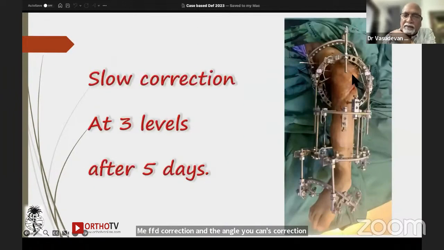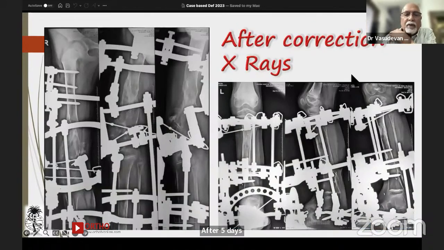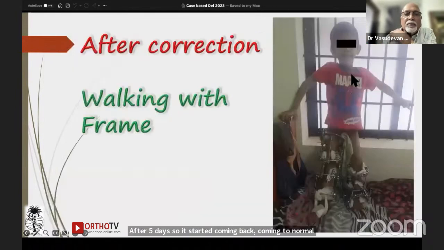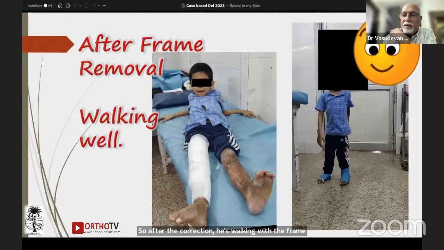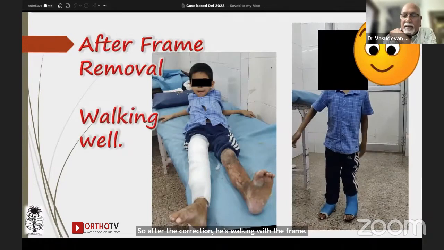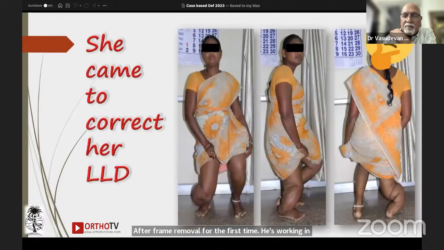Slow correction at 3 levels after 5 days. So it started coming back, coming to normal position. So I did it on the other side also. So after the correction, he is walking with the frame. After frame removal, for the first time he is walking on his feet. So this was a master case.